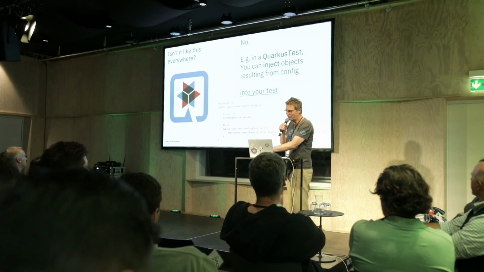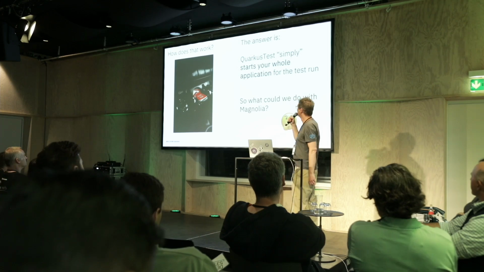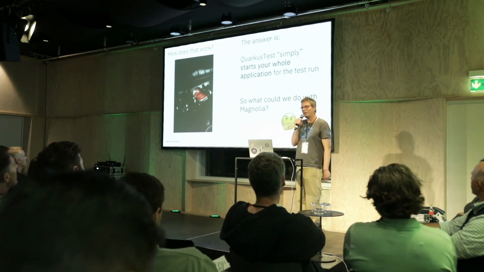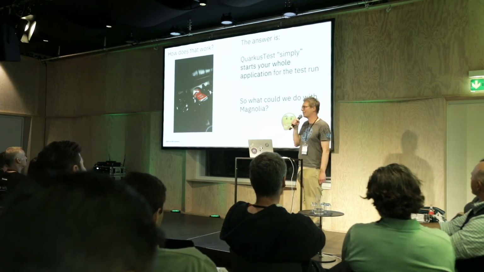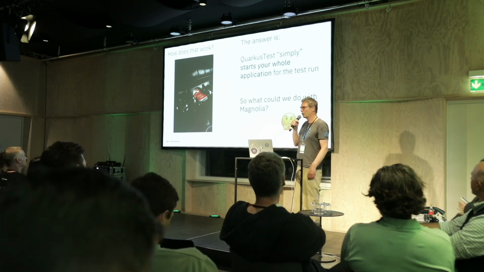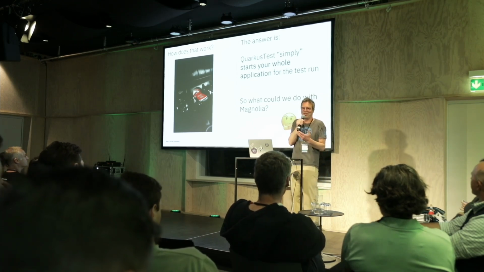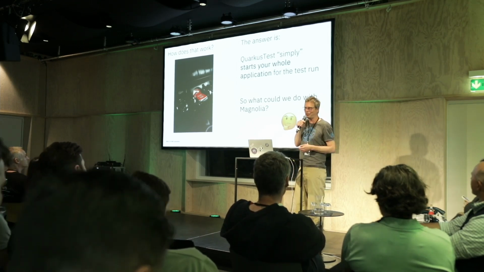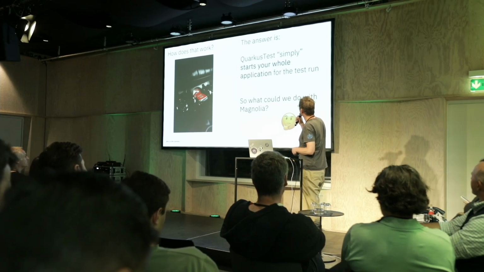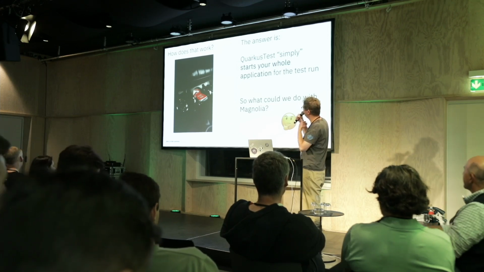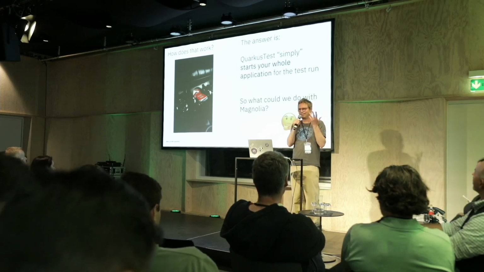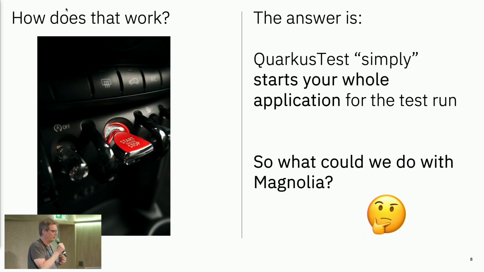And the answer is, of course, pretty simple. Quarkus simply starts your application at build time. That's what it does. And because Quarkus is so fast in starting up applications, chances are you don't really notice. But that kind of makes you think, what could we do with Magnolia here, maybe? What could we do?